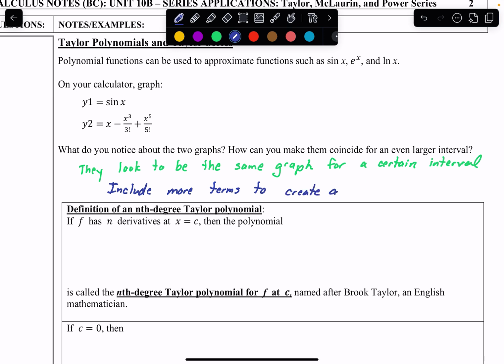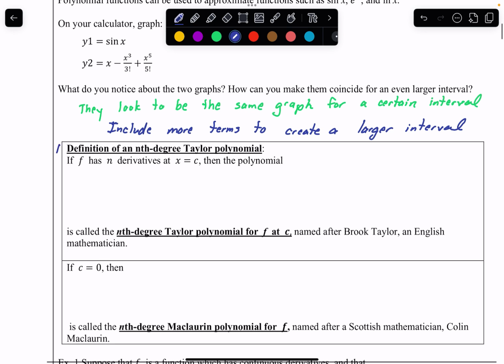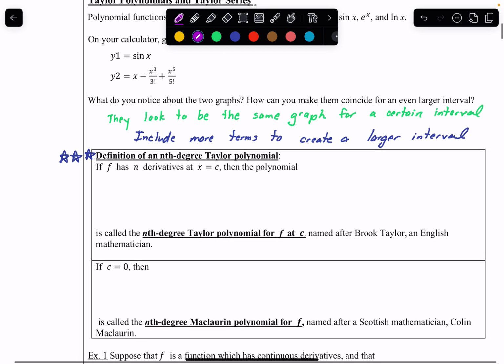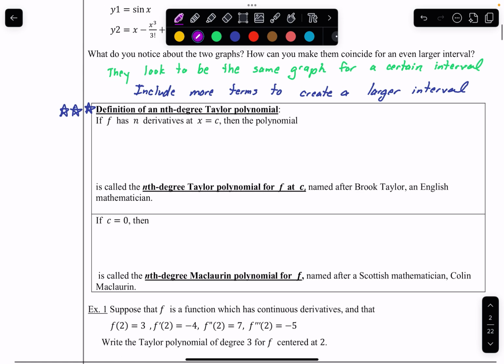a larger interval. Now, there's a lot of exploring that we could do around error and around how this definition of a Taylor polynomial was developed. Honestly, if I taught BC to all kids who'd already taken AB, I would do a full day on how this was developed. But instead of that, I'm going to give you the definition of a Taylor polynomial.